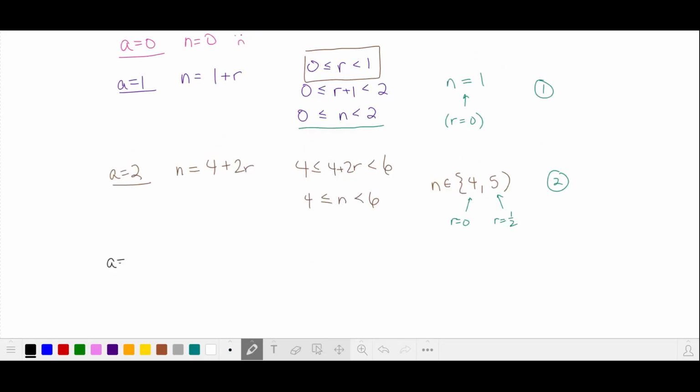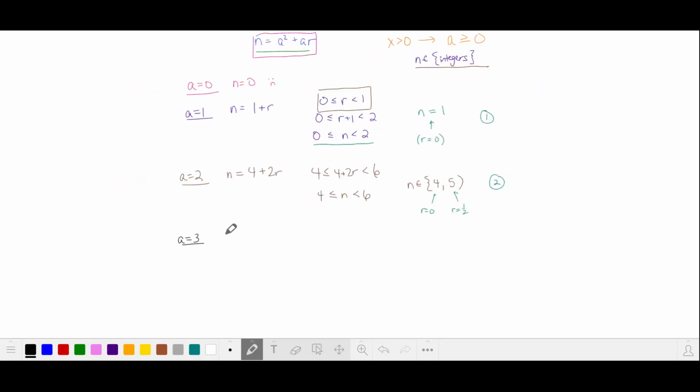Let's try again with a equals 3. Substituting up here, n is equal to 9 plus 3r. We'll take our r in the interval from 0 to 1, multiply through by 3 and add 9. So we have 9 plus 3r is between 9 and 12, and it's an integer. So we have n is equal to 9, 10, or 11, when r is equal to 0, 1/3, or 2/3, giving us 3 more solutions.